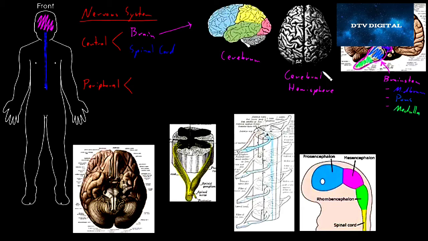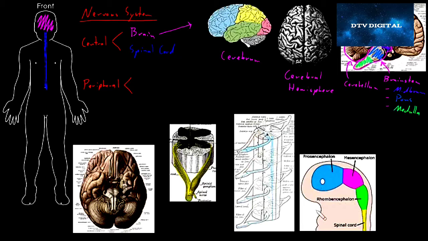And then the last part, but not the least part, of the brain is this big part in the back that's behind the brainstem and connected to the brainstem. And this we call the cerebellum. Cerebellum.